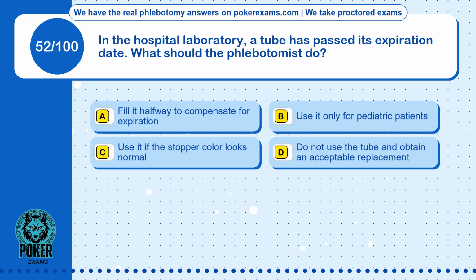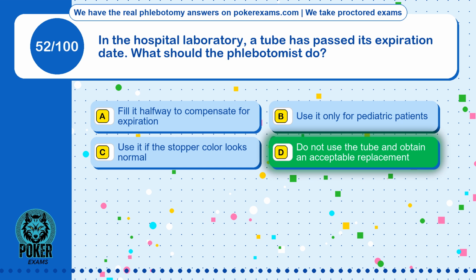Question 52. In the hospital laboratory, a tube has passed its expiration date. What should the phlebotomist do? Option A, fill it halfway to compensate for expiration. Option B, use it only for pediatric patients. Option C, use it if the stopper color looks normal. Option D. Do not use the tube and obtain an acceptable replacement.